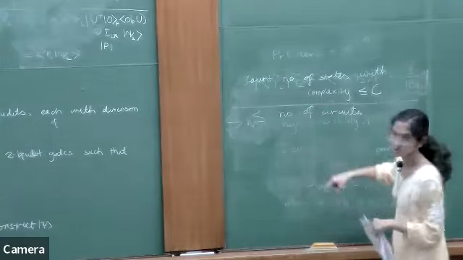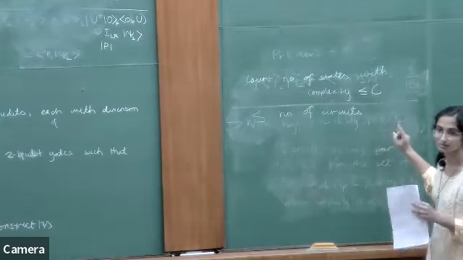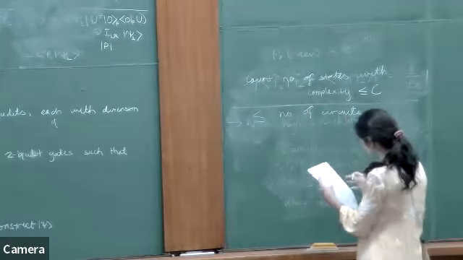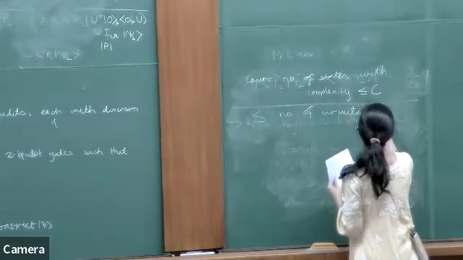So this is less than or equal to the number of circuits. Actually, can you still read this or should I try to move the board up? It's okay. Okay. Number of circuits with C gates.